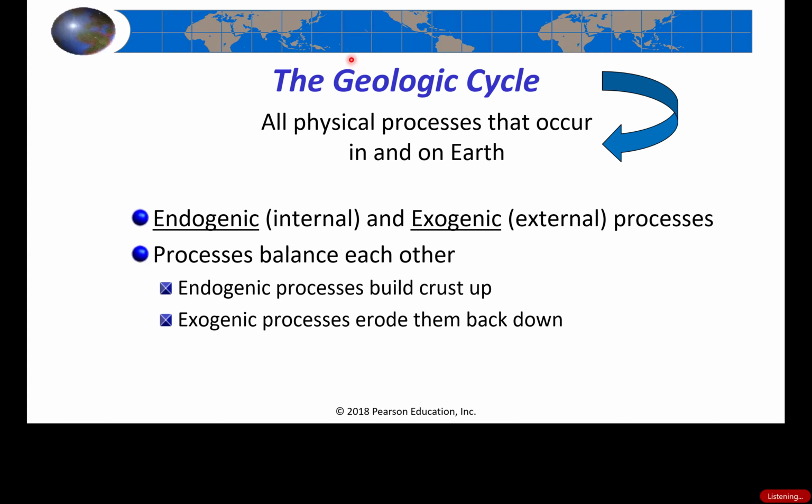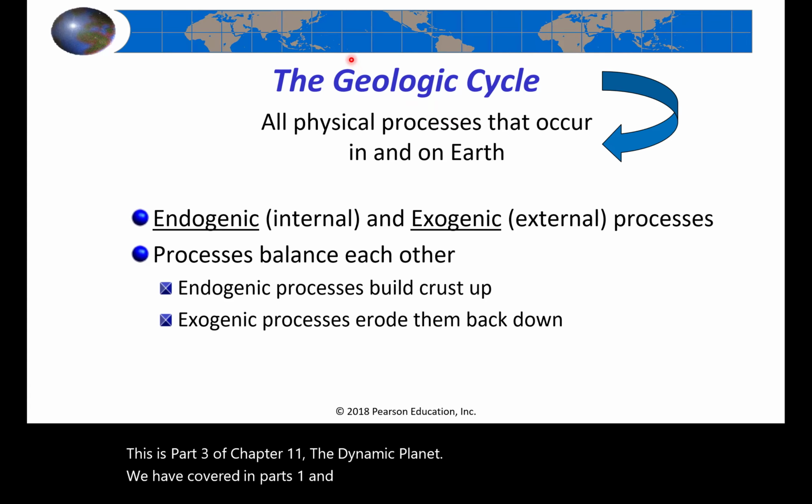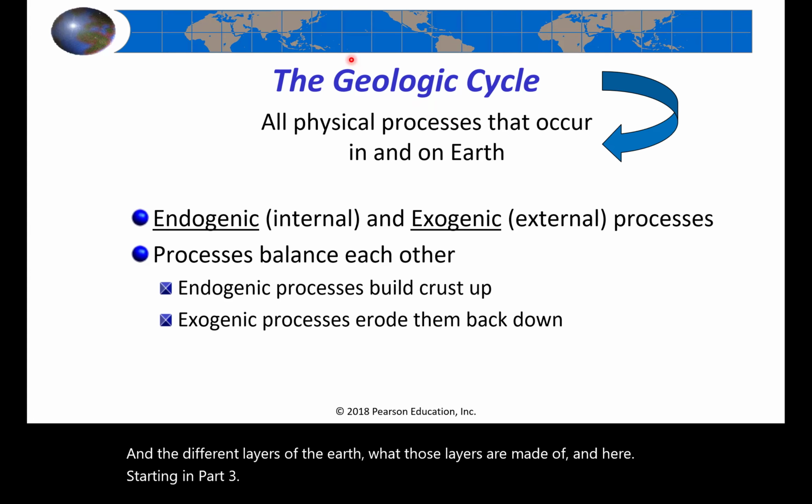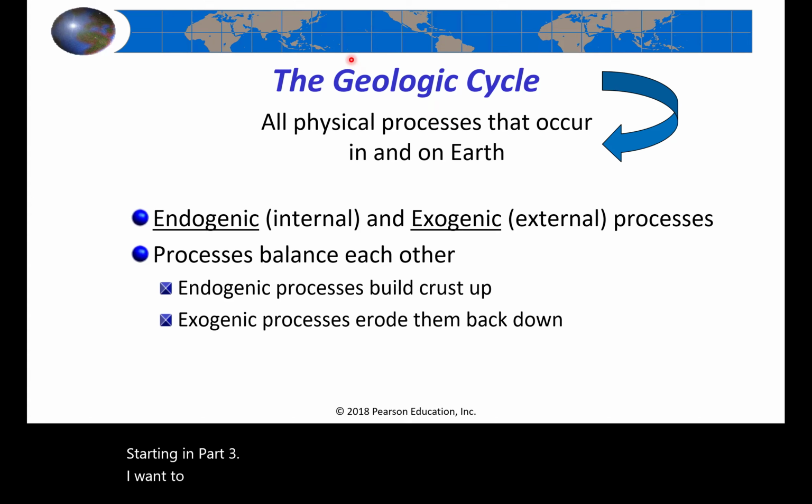This is part 3 of chapter 11, The Dynamic Planet. We have covered in parts 1 and 2 endogenic processes and the different layers of the Earth, what those layers are made of. And here, starting in part 3, I want to talk about the geologic cycle.